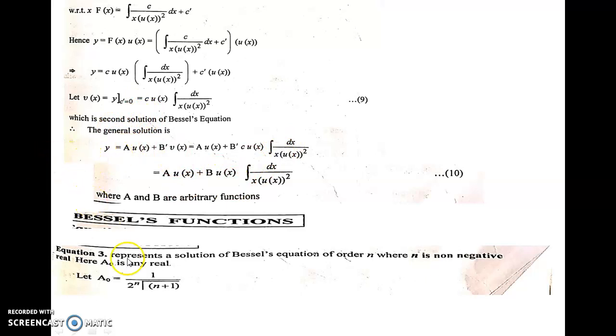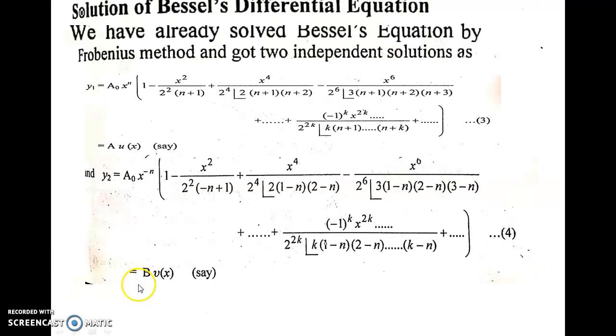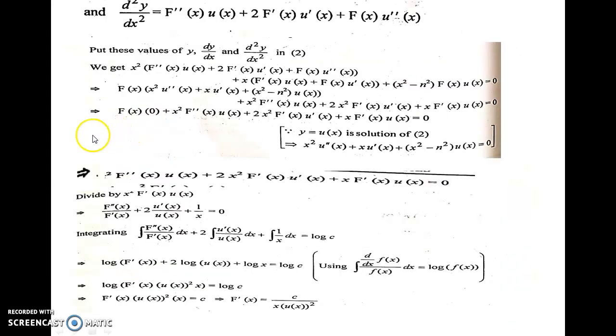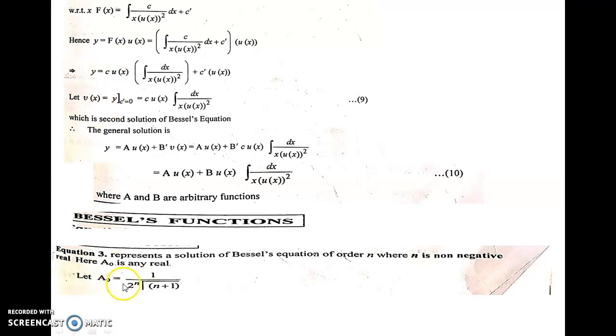Okay class, now come to the Bessel's function that we are doing. Equation 3, you know, is the Bessel's equation of order n, where n is any non-negative real number. Equation 3 is the solution. We have taken only ux here because we are talking about the non-negative case, so we are not taking vx. Here we have assumed a naught. You have to keep in mind that a naught is 1 upon 2 raised to power n gamma n plus 1. Now what is gamma?